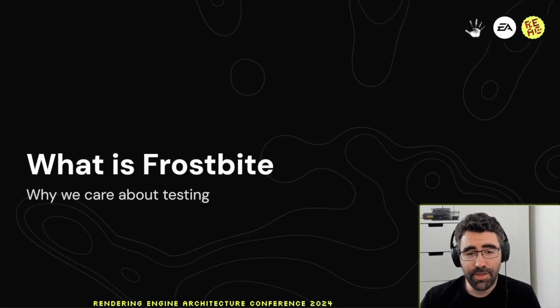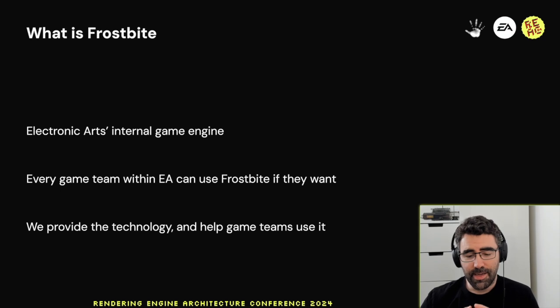All right, so what is Frostbite and why do we care about testing so much? So Frostbite is Electronic Arts' internal game engine. This means that every game team within EA can use Frostbite if they so wish, and the engine is not available to anyone outside of the company. We don't sell it, we don't have it on GitHub, it's just something for internal usage.